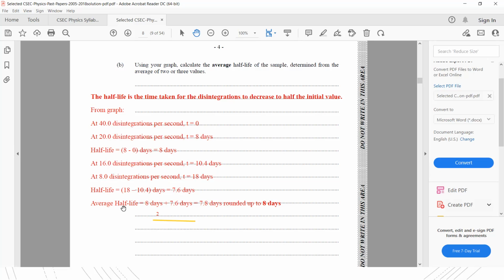Now my average half-life would be the total of the 2 half-life values divided by 2, and that's 7.8, but you round it up to 8 days, right? So, based on how the graph is drawn, you'd probably get something similar, but 8 days is the half-life, the average half-life.